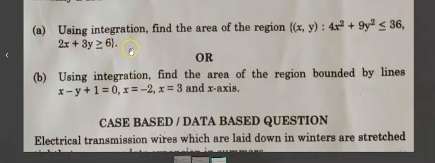Going to the 13th question, it's a choice question. Let me solve A first. Using integration, find the area of the region 4x squared plus 9y squared is less than or equal to 36 and 2x plus 3y is greater than or equal to 6. For these types of questions, especially for applications of derivatives, graphing is very, very important. So first let us graph the equations.